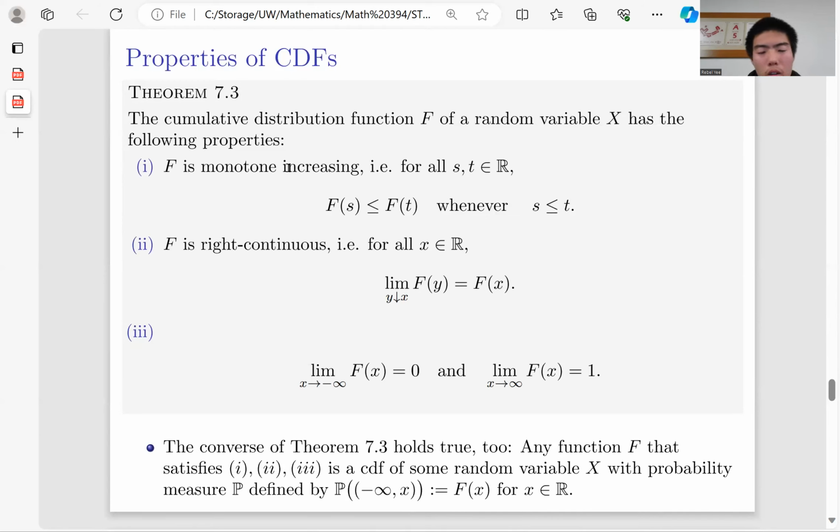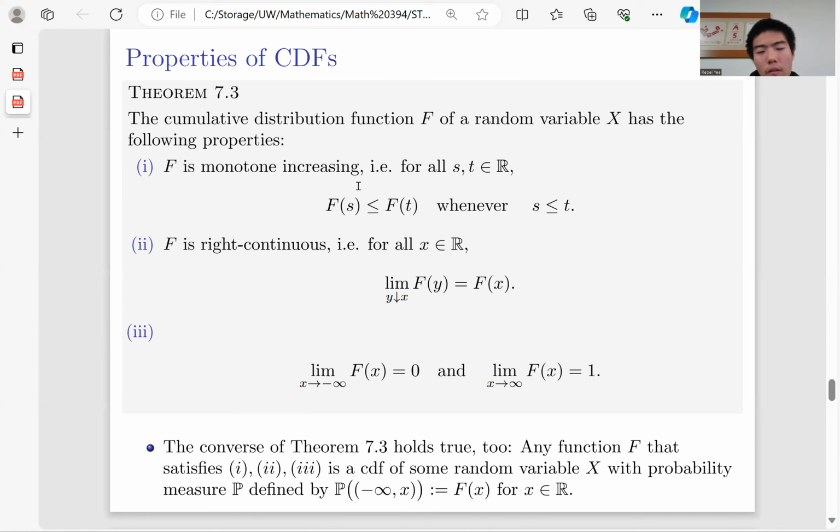First, monotone increasing means that F(x2) is always greater than or equal to F(x1), given that x2 is greater than or equal to x1. Or just the inverse: change the greater than or equal to into smaller than or equal to, and that is still a monotone function.